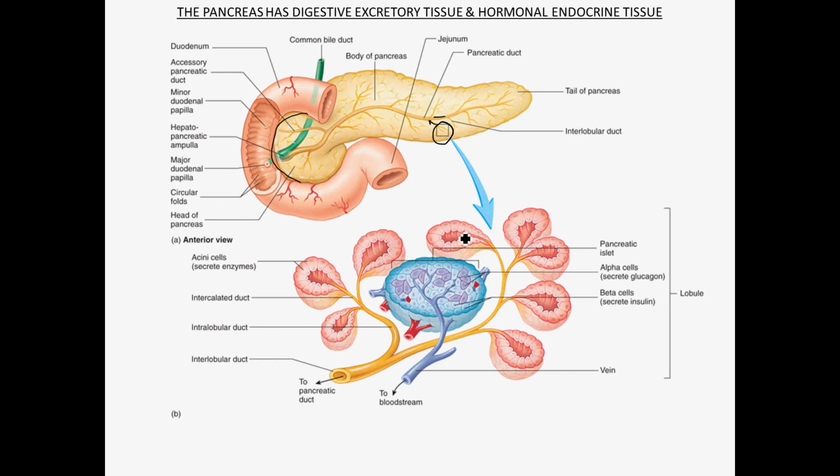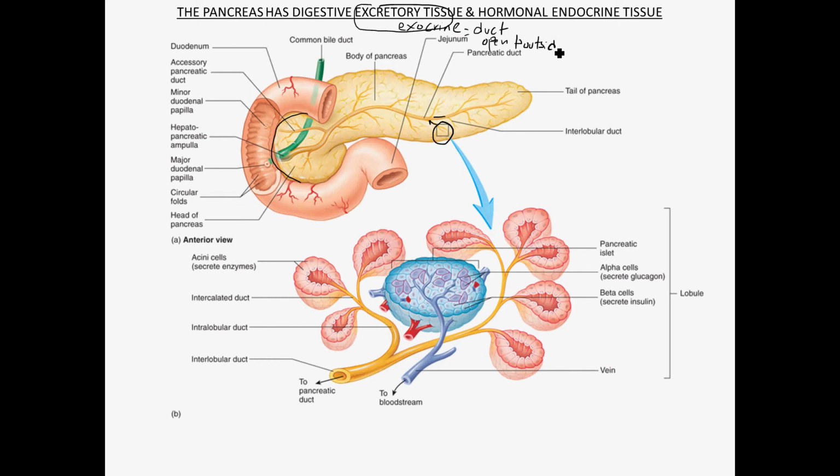So when we look at the cells involved with this, we are focusing here on the excretory tissue, and this is exocrine in nature. These cells are exocrine gland cells, and that means that they put their secretions into a duct that is open to the outside world.